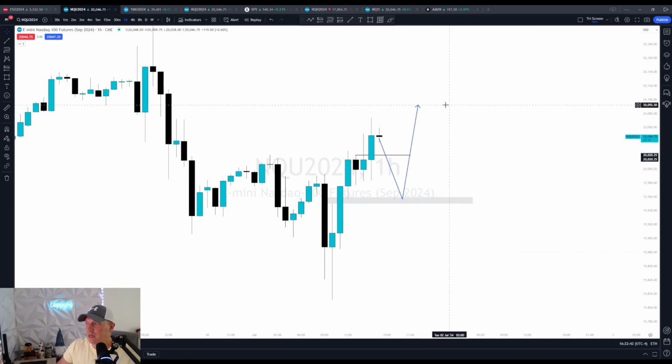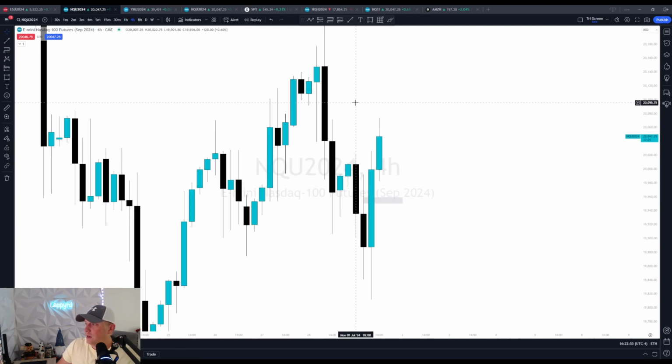We'll know that by displacement. We start displacing through this hourly OB, we know we're going for this hourly FVG down here. So let's see the 4 hour.